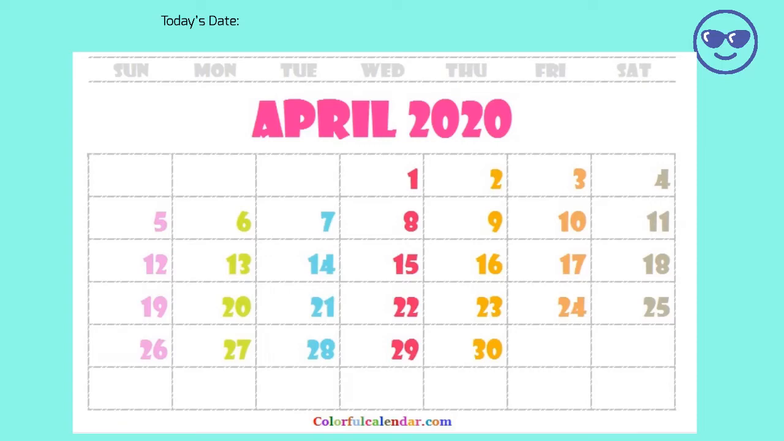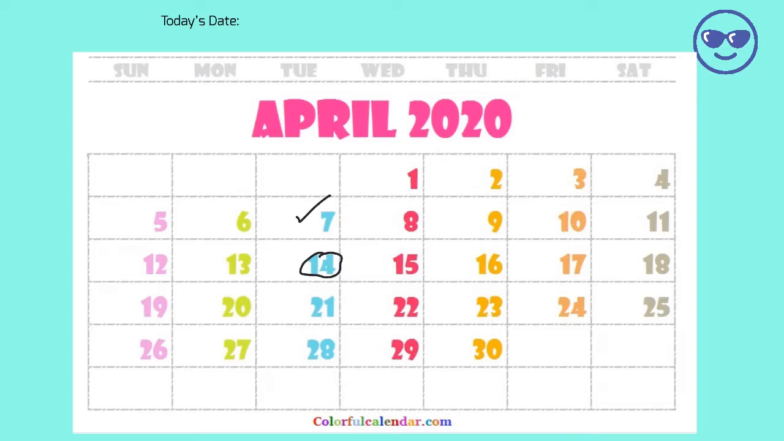If yesterday's date was April 13th, 2020, what's today's date? Yes, April 14th, 2020. If today's date is April 14th, what was the date 1 week ago? Yes, April 7th, 2020. Good.